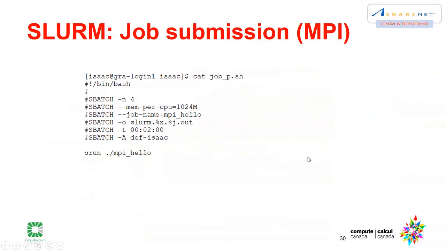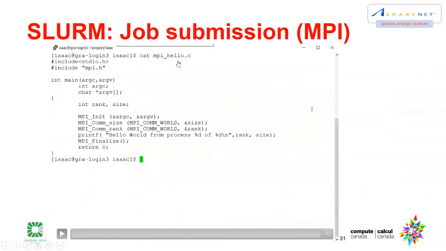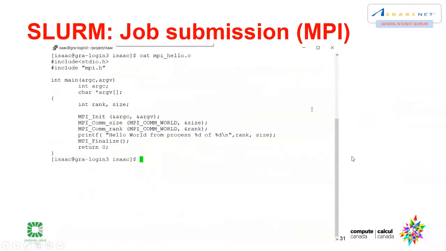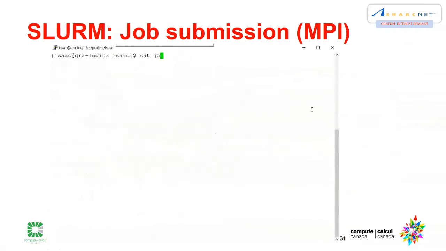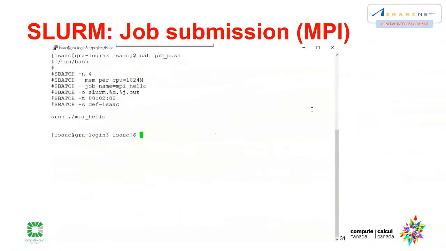I made a small demonstration here, so we're going to see that. This is a simple mpi_hello.c file, and I want to run it using the MPI job submission script. First, I'm going to compile it using mpicc. This is the typical way to compile it. Then I'm checking the executable file made by mpicc. And then once again, I'm showing the MPI job submission script.